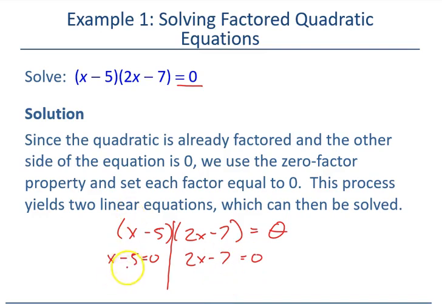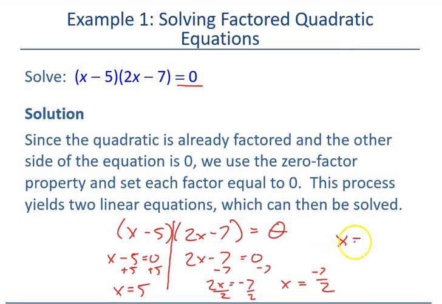When I come in here, I'm going to solve for x. So I'm going to add 5 to both sides, and here I get x equals 5. Here, for 2x minus 7, I'll add 7 to both sides. I get 2x is equal to 7. Divide off the 2, and I get x is equal to 7 over 2. So my answers are x equals 7 over 2 and 5.